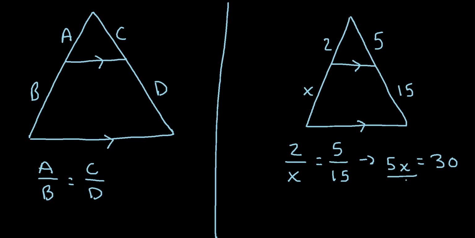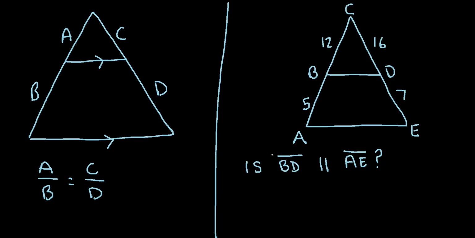To solve for x, we can divide both sides by 5. These 5's cancel out, and we're left with x is equal to 30 divided by 5 is 6. So x must be equal to 6. All right, let's try one more example. This one's a little different.